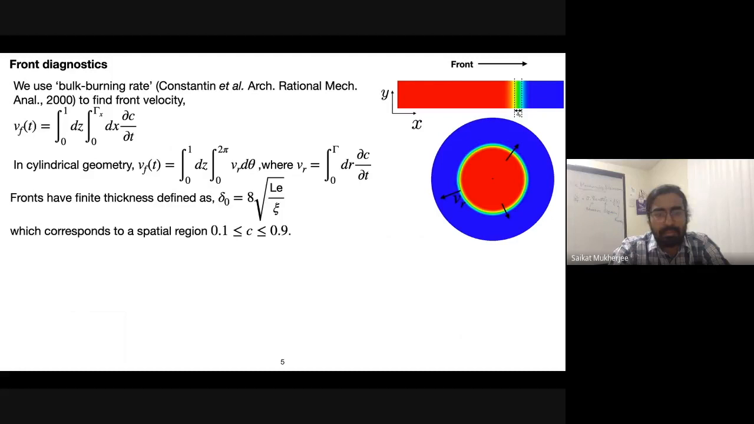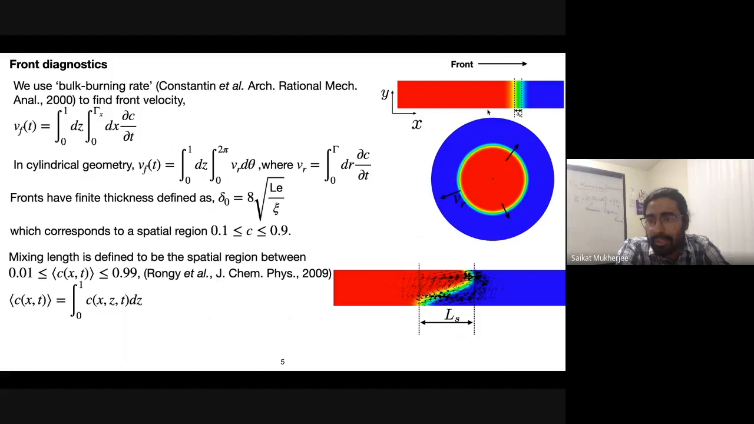Then we have another two important quantities. The first is the reaction zone thickness. You can see the front has a finite thickness here, which can be quantified by this quantity, which scales as the Lewis number over xi, squared rooted, from the initial papers by Kolmogorov, Petrovsky, and Piskunov. There is also another important quantity called the mixing length. The mixing length is essentially the spatial region where the averaged C is between 0.01 and 0.99.